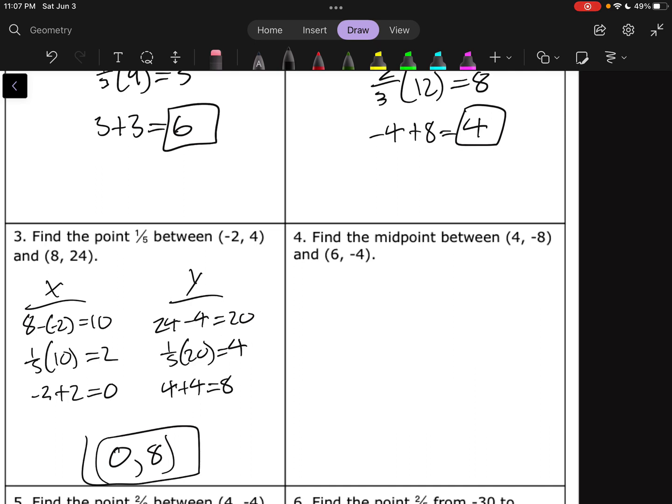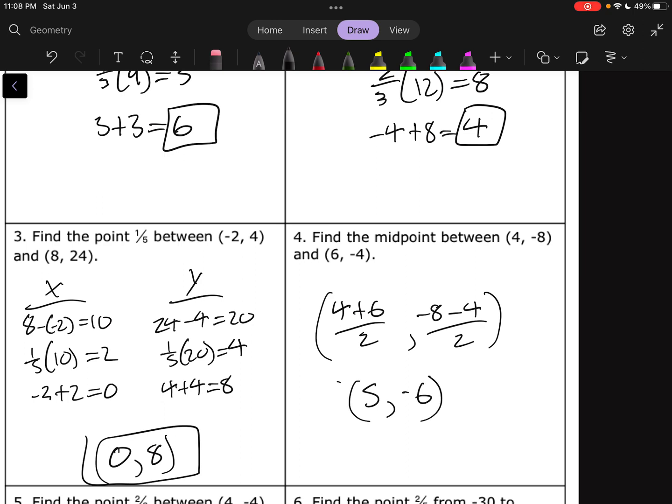This one just says find the midpoint. So midpoint's the halfway point. So you could do it like we've been doing, or you could just remember your midpoint formula. If you just remember your midpoint formula, that's 4 plus 6 over 2, and -8 minus 4 over 2. 4 plus 6 is 10, divided by 2 is 5. -8 minus 4 is -12, divided by 2 is -6.